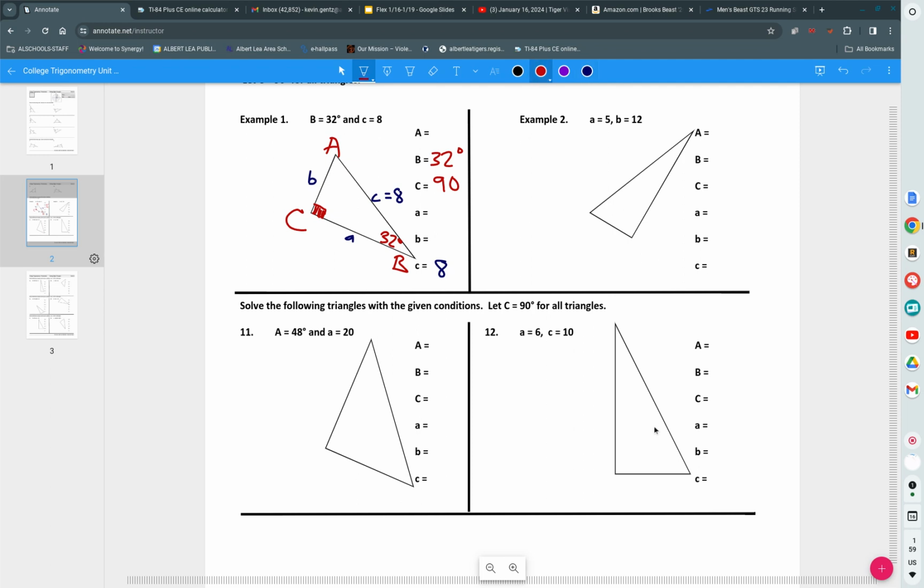A degree, because you just have to do 180 minus... Is it easiest to come up with the last angle or one of the sides? Last angle, because all the angles of a triangle add to 180. 180 minus 90 is 90, minus 32 is 58 degrees.